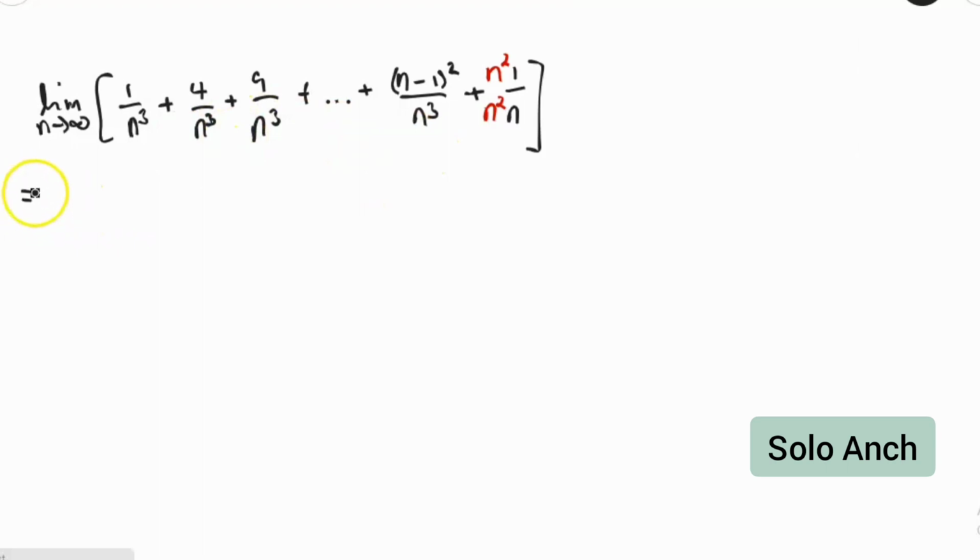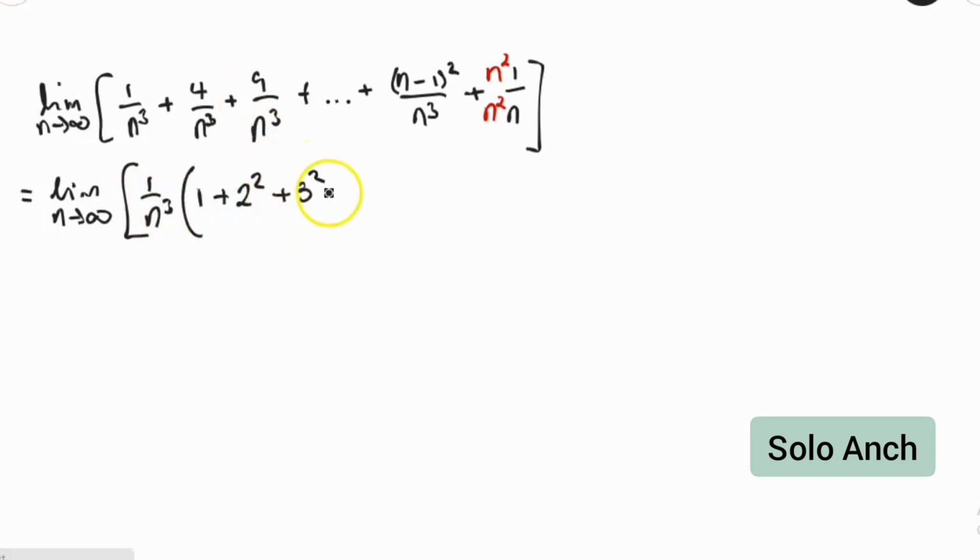So by doing that, I can easily factor out the 1 over n to the third power at the bottom. By so doing, we will factor out 1 over n to the third power. Then in the bracket, we will be left with 1 plus, here we will be left with 4. But 4 is the same thing as 2 squared. Like I said, here we will be left with 9 after factoring out 1 over n to the third power. But 9 is the same thing as 3 squared, and so on and so forth, till we get to this term, which will carry only the numerator, which is (n minus 1) squared, and then plus n squared, because n squared times 1 is n squared. Okay, so that's what we have.